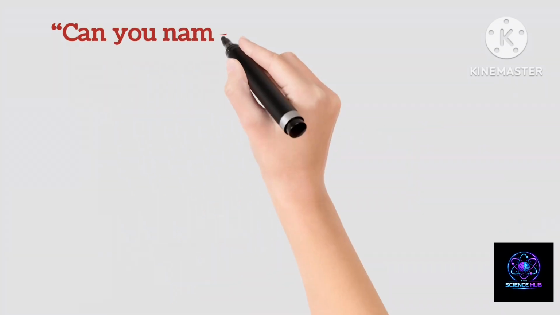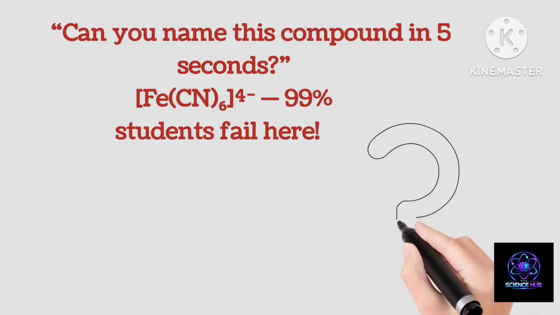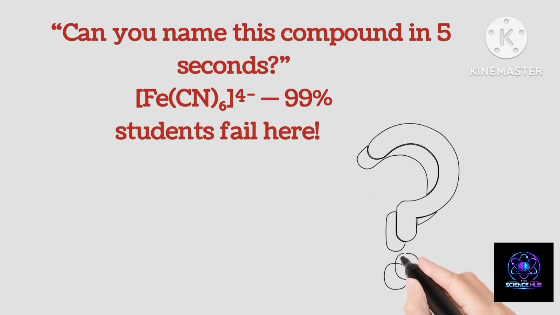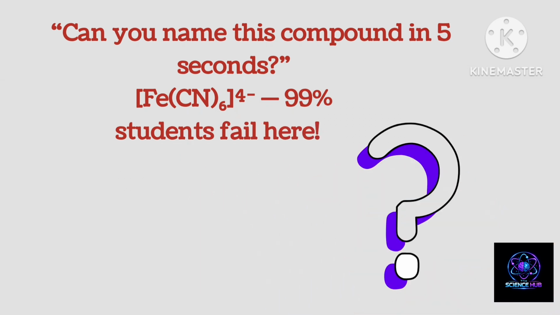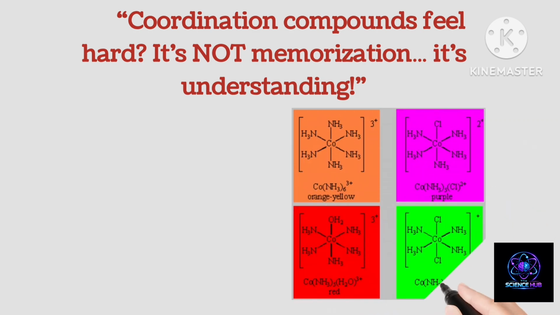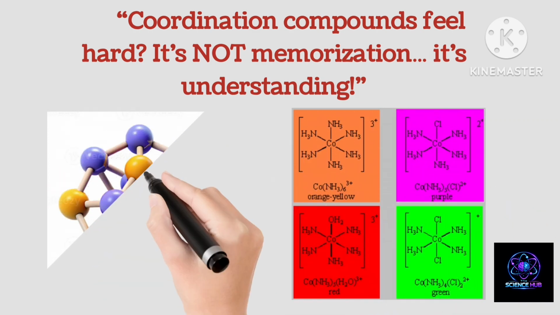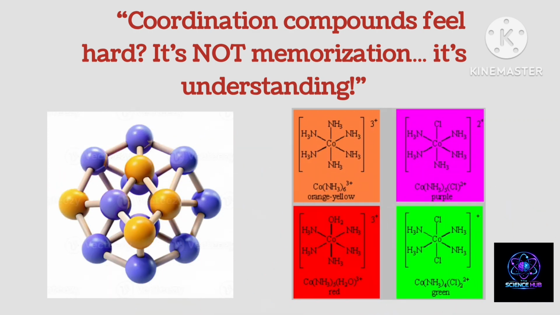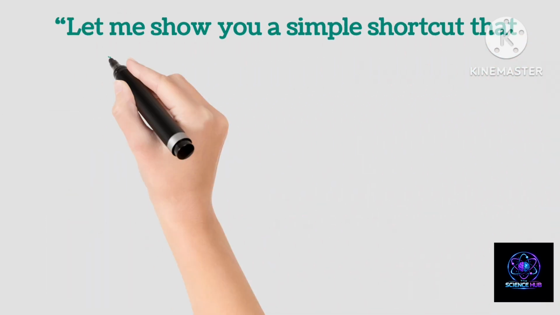Can you name this compound in 5 seconds? [Fe(CN)6]4-. 99% of students fail here. Coordination compounds feel hard? It's not memorization, it's understanding. Let me show you a simple shortcut that turns naming into a game.